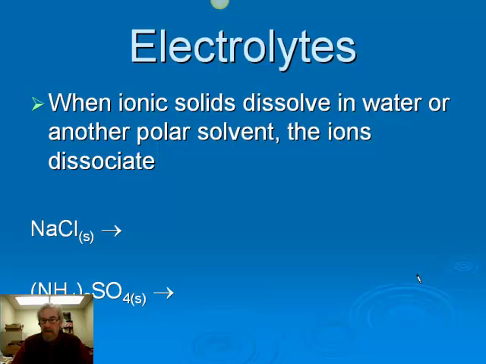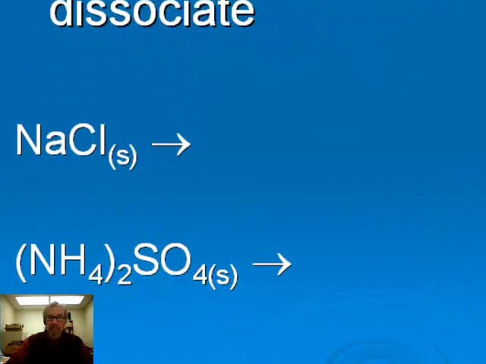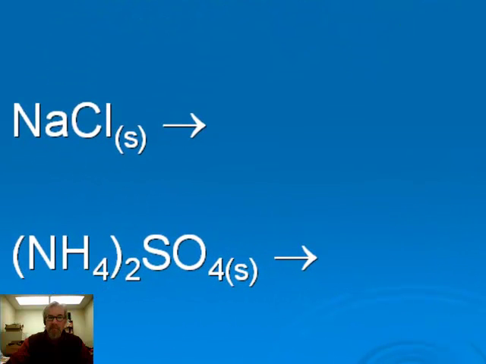Well, let's answer the question, what are electrolytes, so that we do know what they are. When ionic solids dissolve in water or another polar solvent, the ions are going to dissociate, and that makes something an electrolyte. Let's look at sodium chloride as an example. If you put sodium chloride crystals in water, they dissociate from each other and give you sodium ions and chloride ions.